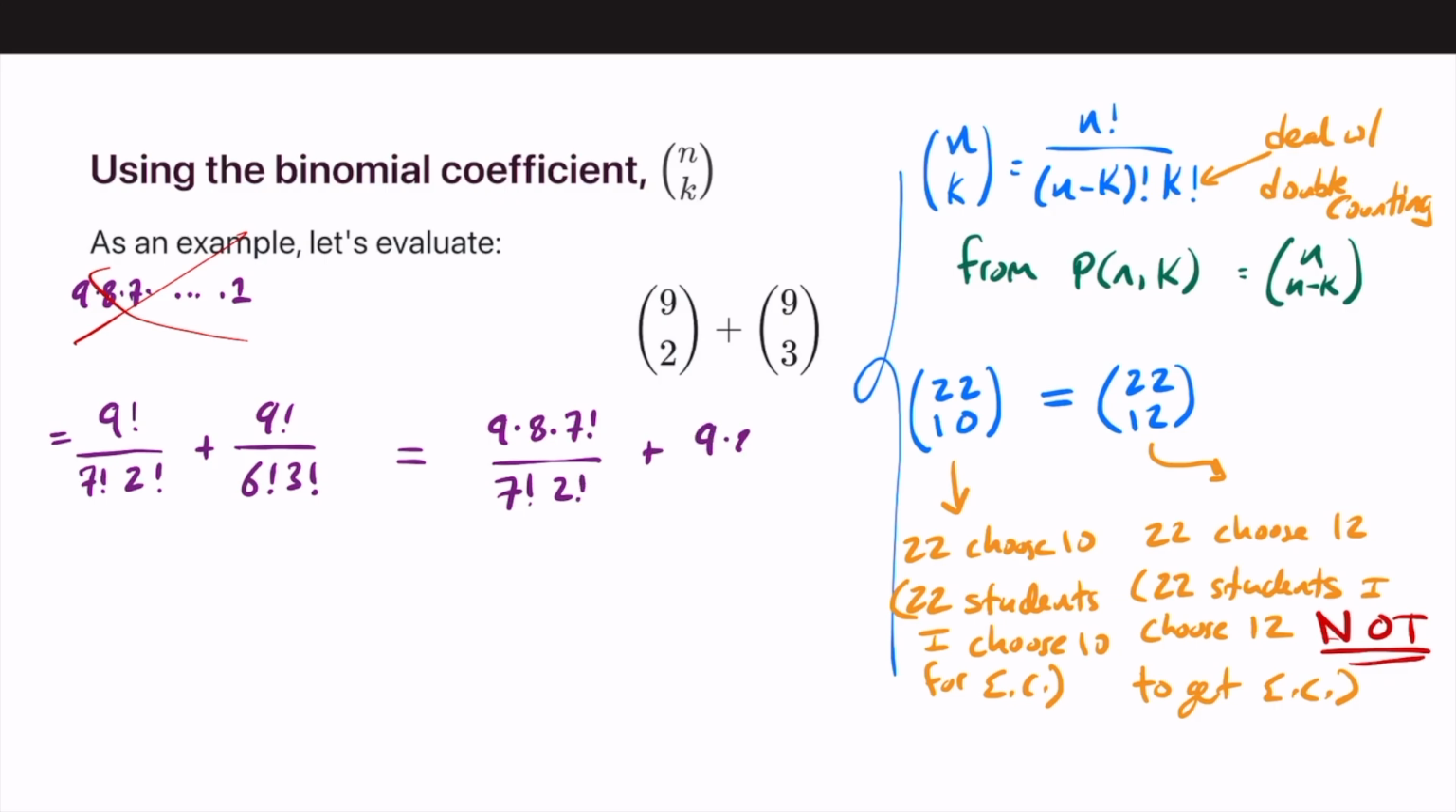We have 9 times 8 times 7 factorial over 3 times 2. So we can take the 7 factorial and those can cancel out, and then our 2 factorial, which is just 2 times 1, can cancel out, and this gives us just a 4. So 9 times 4 will give us 36.